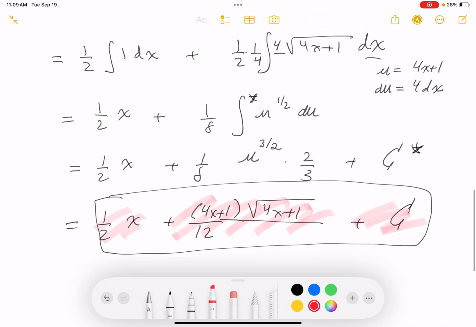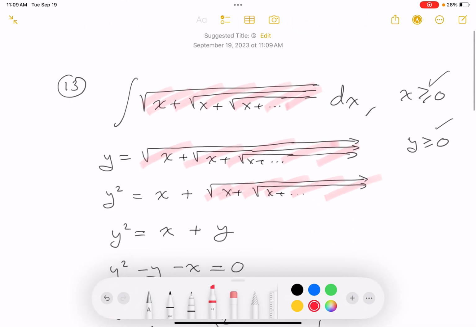That was a tough question, though. What's tough about it? The integrand was tough. I simplified the integrand, I wrote it in a different form, and we're done. All right, thank you.